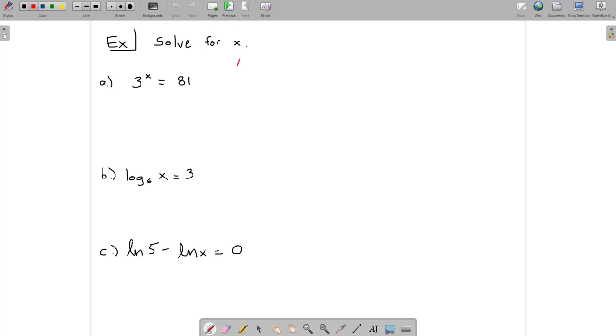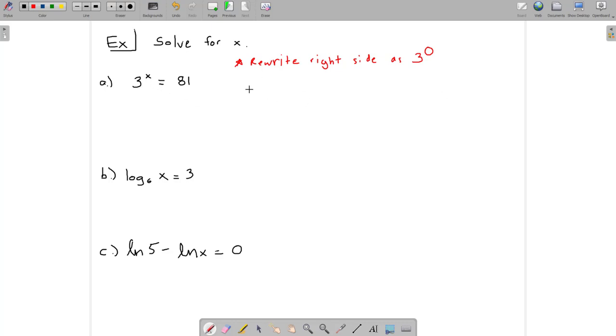So I want to rewrite the right side as 3 to the something. This isn't 0, this is a circle. 3 to the something. And that's so that we're able to use the one-to-one property.